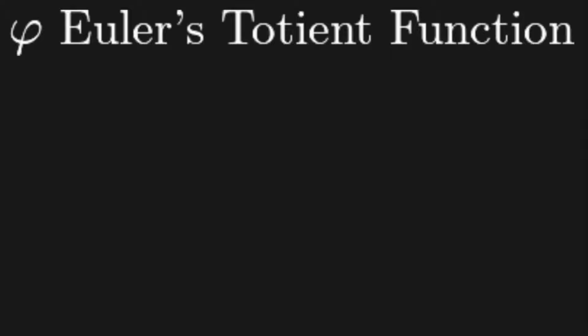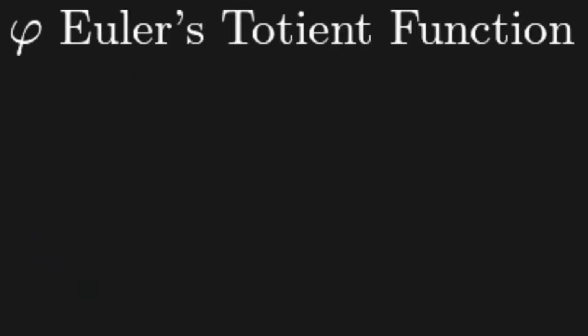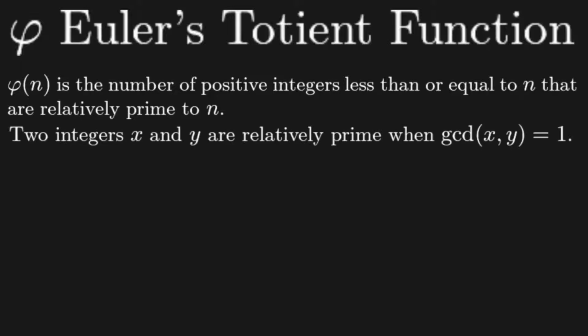The next function we'll talk about is Euler's totient function, named after, of course, Leonhard Euler. This function is denoted by the Greek letter phi. The definition is that phi of n is the number of positive integers less than or equal to n that are relatively prime to n. Two integers are relatively prime when their greatest common factor is equal to 1.